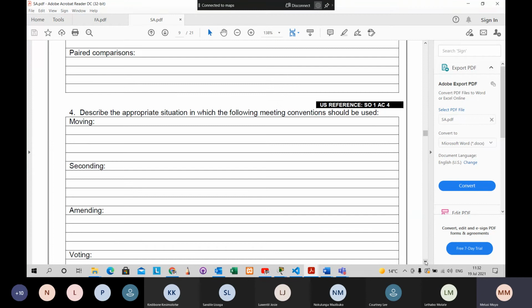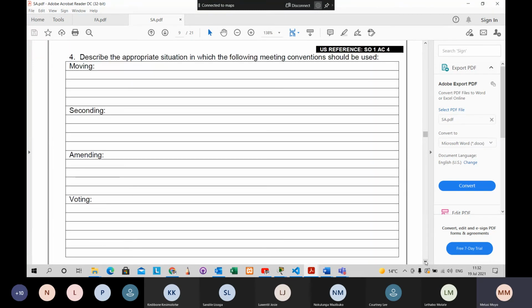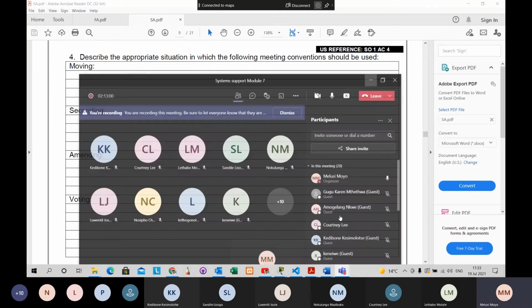All right, let me see if I am almost done with number 4. All right, describe the appropriate situation in which, moving, we've gone through moving. Seconding, let's look at amending. What does that mean? So it says, describe the appropriate situation in which the following meeting conventions should be used. Moving, we explained what moving is, and then seconding, we did go through that. Now, I think voting, we have gone through voting. The one that we haven't gone through is amending. Anyone wants to try what is that amending?